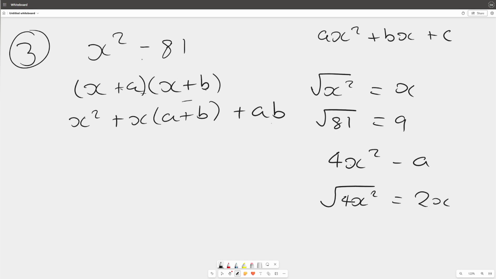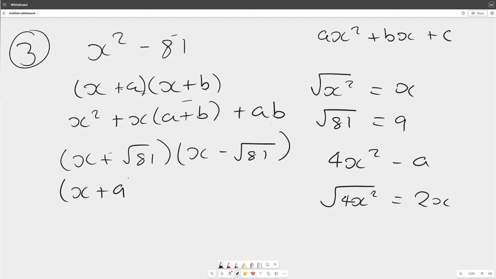So what's our answer going to be? Well, in this special case, the only thing we need is x plus a number, x minus a number, and that is going to be the square root of this second number here, 81. So it's going to be x plus the square root of 81 times by x minus the square root of 81. 81 square rooted is 9, so this is x plus 9, x minus 9.